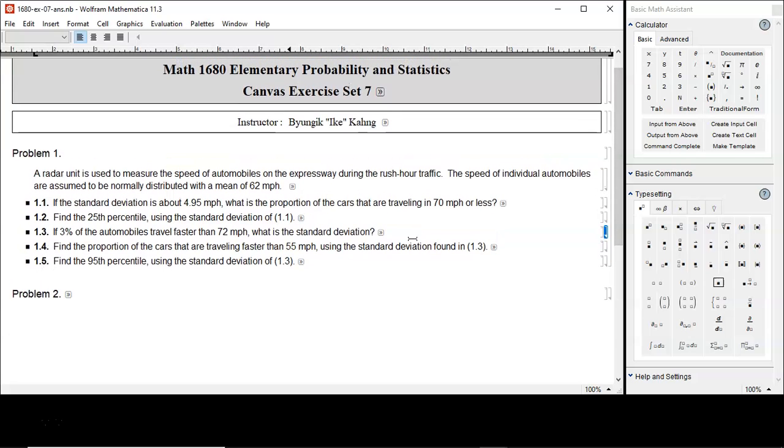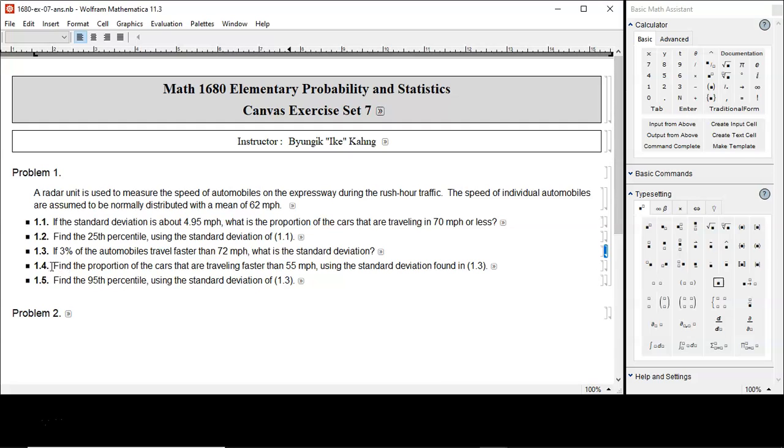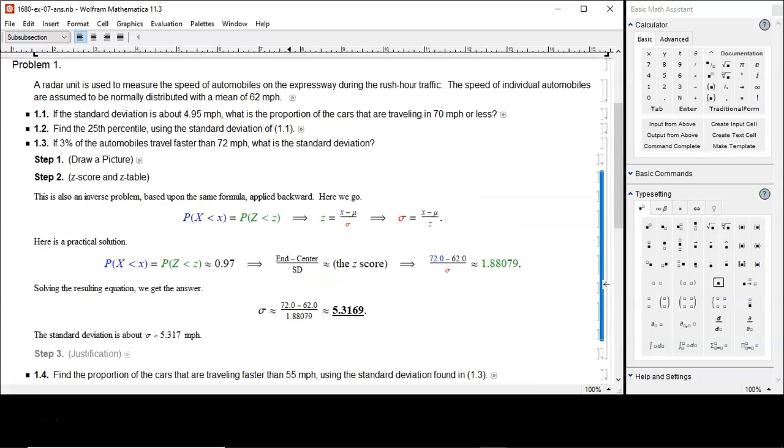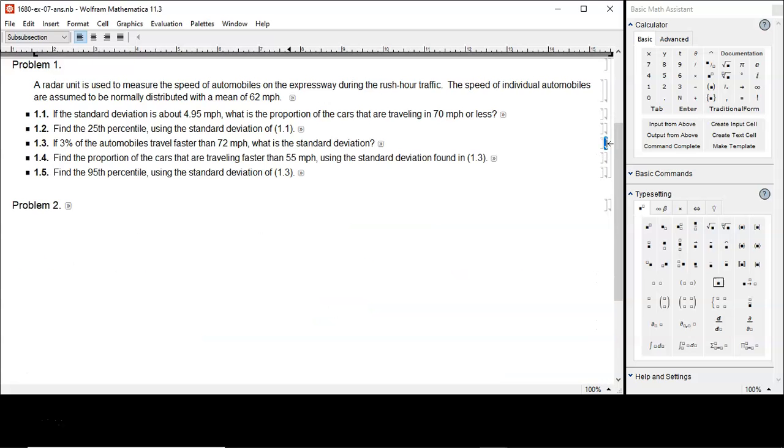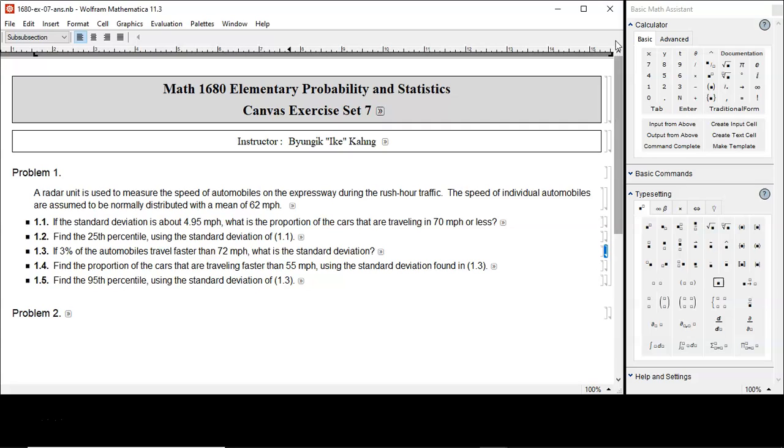And then problems 4 and 5 are actually continuation of problem 3. Find the proportion of the cars that are traveling faster than 50 miles per hour using the standard deviation of 1.3. All right? Do not use 4.95 anymore, because that applies to problems 1 and 2. For 1.4, you have to use the previous result of, I forgot already. Yeah, 5.32. So no more 4.95. Sigma is 5.32. Same here. Using 5.32, you have to answer 95th percentile. I'm going to leave 1.4 and 1.5, these two problems as exercise set for you.